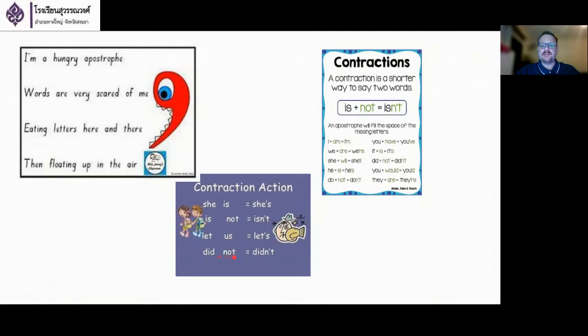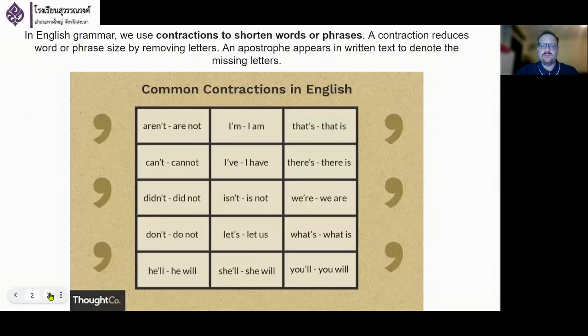Did not. The two words did not equals didn't. It becomes didn't from the two words did not. Didn't becomes the contraction, apostrophe T. So there's lots to talk about, but it's always the same. It just omits one or two letters.